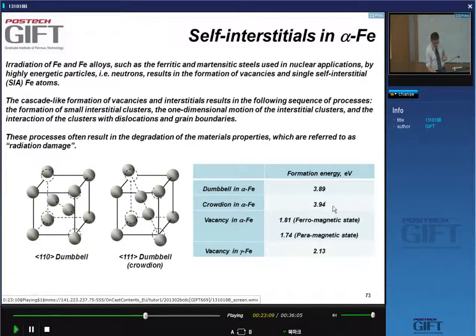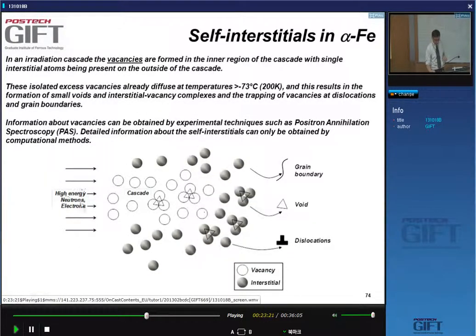Okay, and you can see that these substitutional defects, of course, are very high energetic defects. So how is this thing formed? You have your high energy neutrons, for instance. They create displacement cascades. On the outside of this displacement cascade, I will form mainly interstitials. Inside here, I will form clusters of vacancies. And this doesn't stay stable. These excess vacancies and excess interstitials will form voids, or will go to grain boundaries, or will be associated with dislocations.